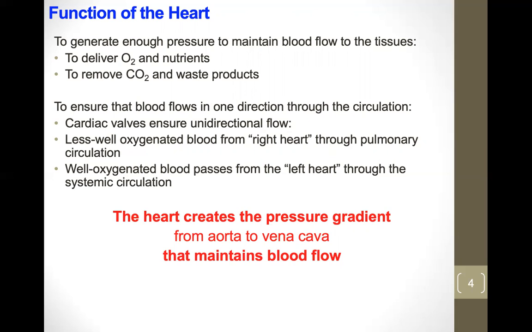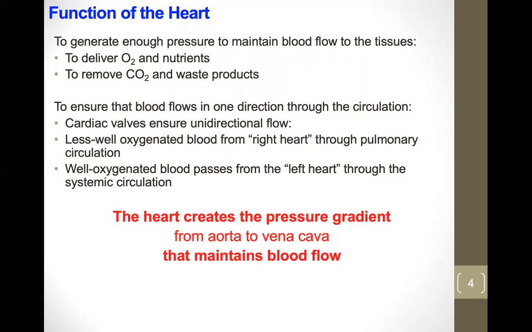So, to ensure that blood is flowing only in one direction, because we don't want our blood to bump backwards in our bodies, we have what are called valves in our heart, cardiac valves, and they ensure that everything only goes in one direction. So, less oxygenated blood from the right side of the heart will come up through into the pulmonary circulation to be able to pick up that oxygen and drop off carbon dioxide in the lungs.